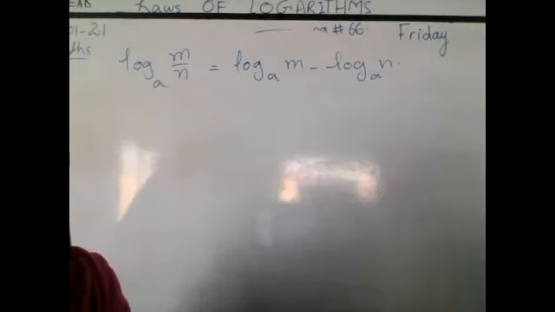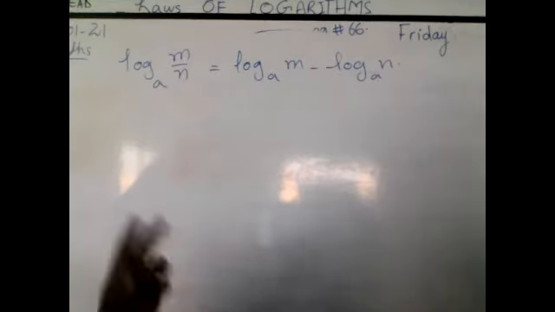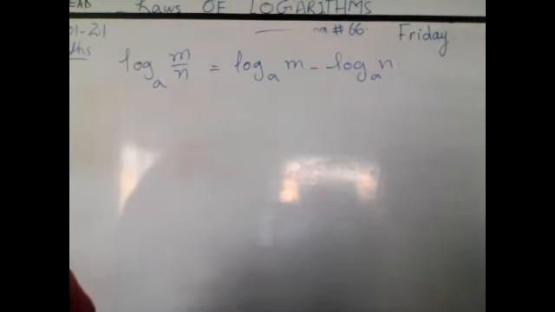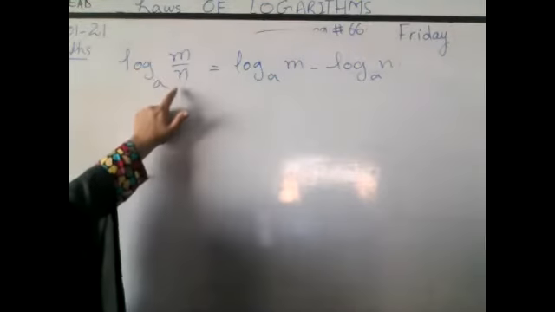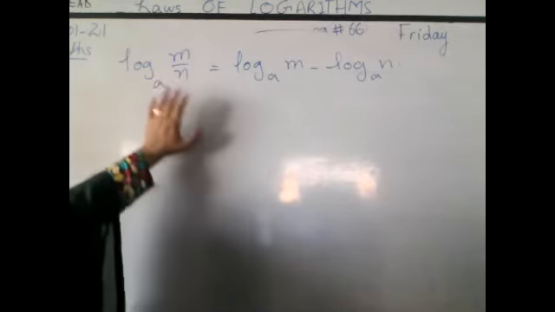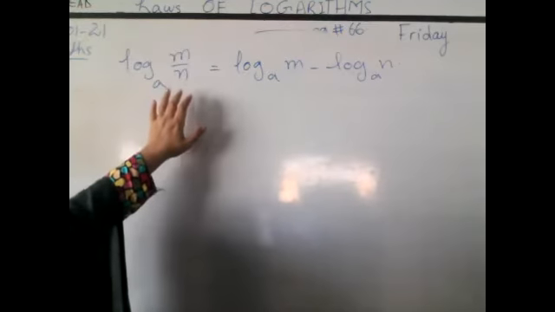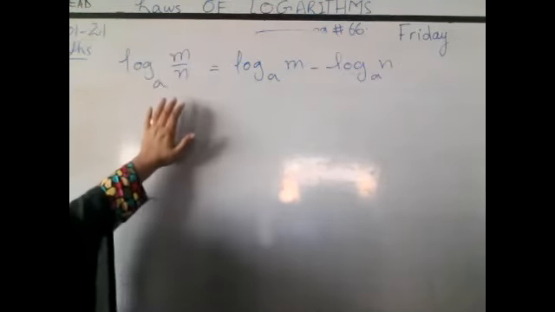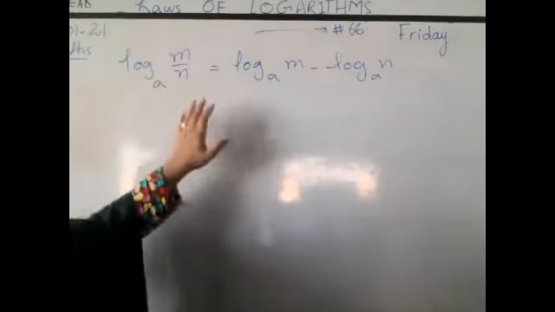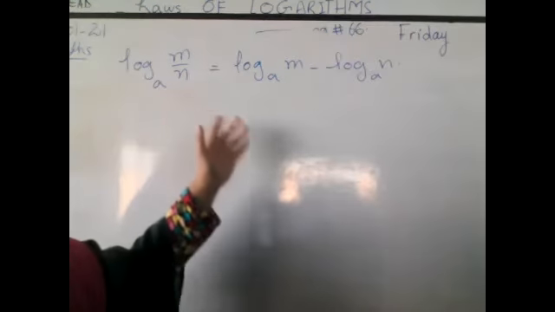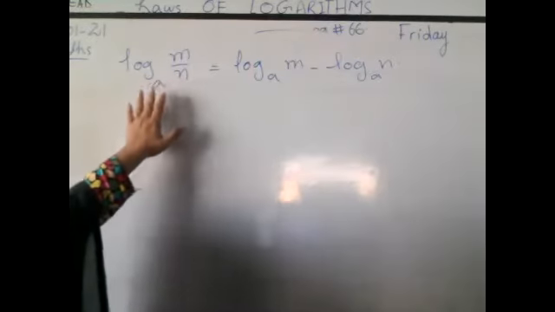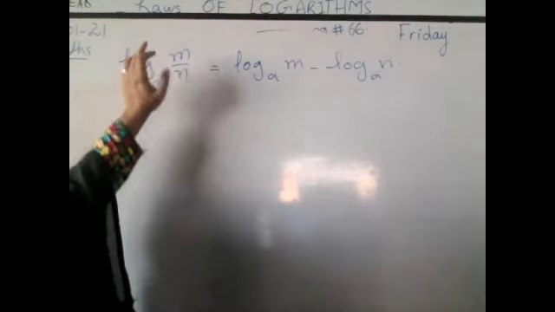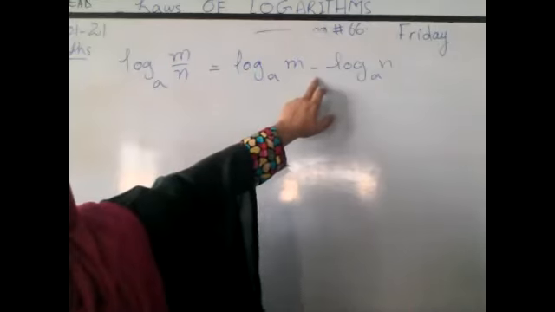Now, as you can see, here we have the second law. What is the difference between the first law of logarithm and the second law of logarithm? You observe that in the first law, two numbers were multiplying, but in the second law, two numbers are dividing each other, that is, m is dividing n. So in the first law, two numbers were multiplying and their multiplication was changed into addition, but in the second law, as m is dividing n, the sign between them would be negative.